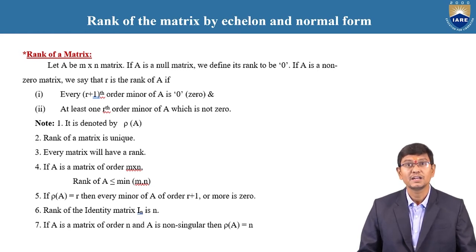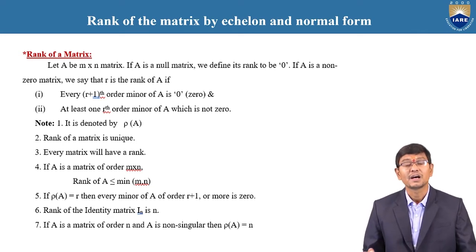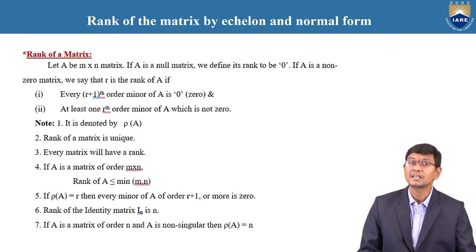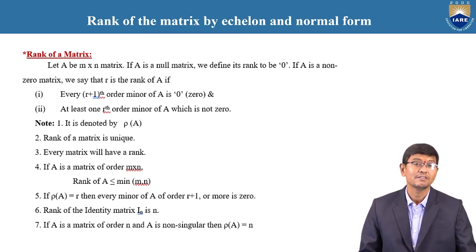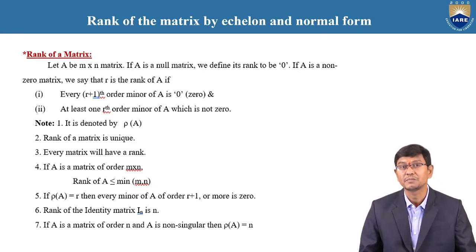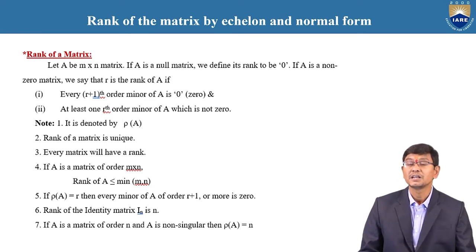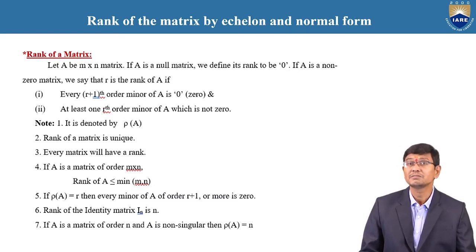One is that the rank of a matrix is denoted by rho of A, called the rank of A. Also, the rank of a matrix is always unique. That is, by using any method we get only one rank of the matrix. Whether we use the echelon form, the normal form, or any other method such as the shortcut method using the determinant of the matrix, whichever method we follow, the rank of a matrix is always unique.